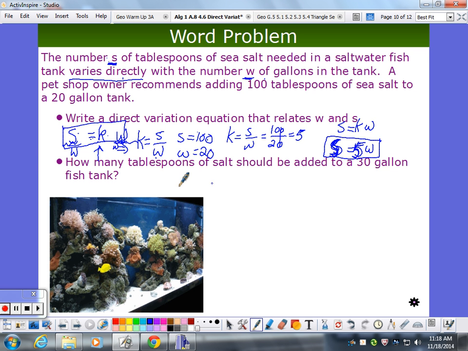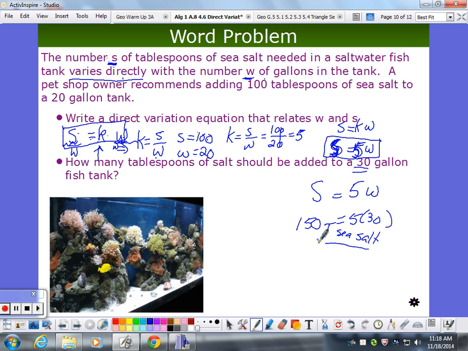So once I have this, it's going to say how many tablespoons of salt should be added to a 30-gallon tank. Well, I know the equation, S equals 5W. Now, is this 30 gallons? Is that an S or a W? W. That's a W. So I'm going to replace that in here. And then what do I get? 150 tablespoons of sea salt. I knew it. Well, that hurts.